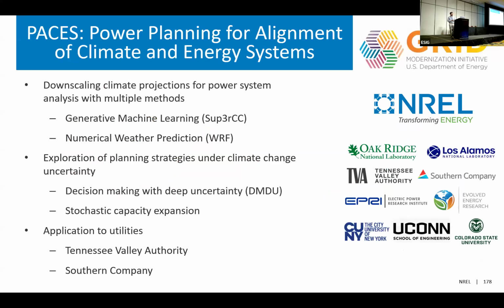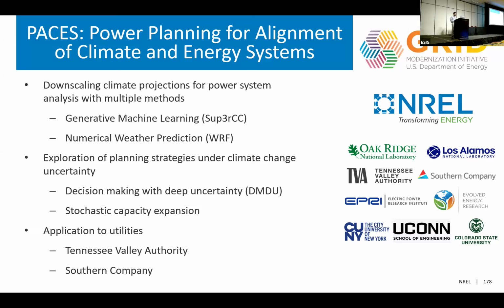We're just spinning up this new project at NREL called PACES, Power Planning for Alignment of Climate and Energy Systems. So this is kind of the future of Sup3rCC, what we're going to be doing with it. We're going to be expanding the record for Sup3rCC, integrating more scenarios, more climate models, more versions of possible futures. We're also going to be doing a companion data set with WRF, traditional numerical weather modeling, to compare and contrast, say, when can we use this generative ML? Where does it fail? When should you be using traditional numerical weather modeling for better precision?